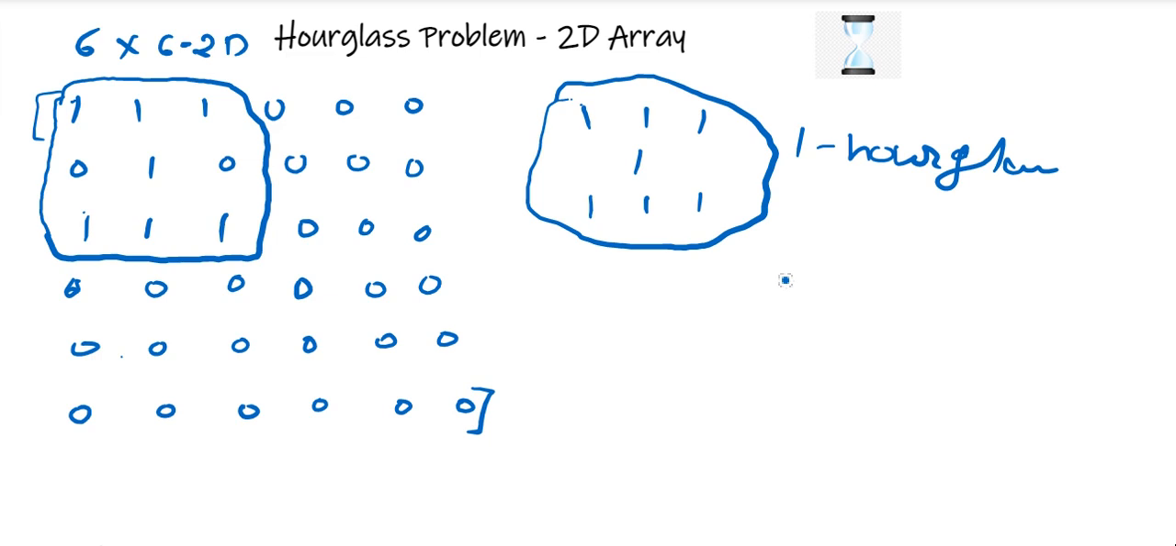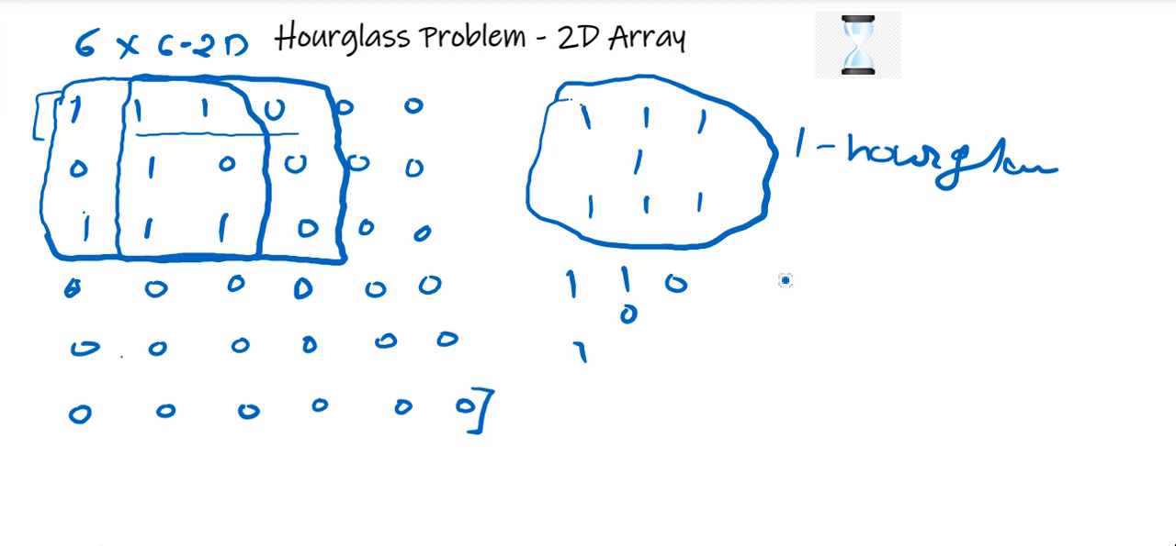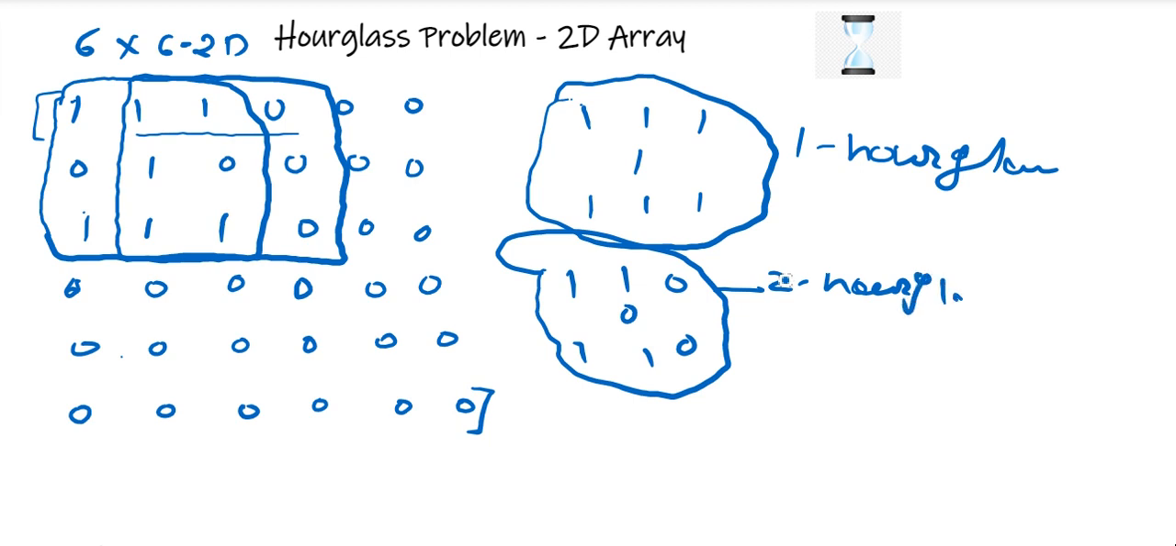Okay, what will be the second hourglass? From the second index of the given array, I take from here and make it like a 3x3 matrix. Basically a 3x3 matrix will be our single hourglass. Here we can write 1 1 0, 0, 1 1 0. I just remove these zeros, and only the middle of the second row is taken as a zero. So this is our second hourglass. Same as we have done for the 0, 1 position.